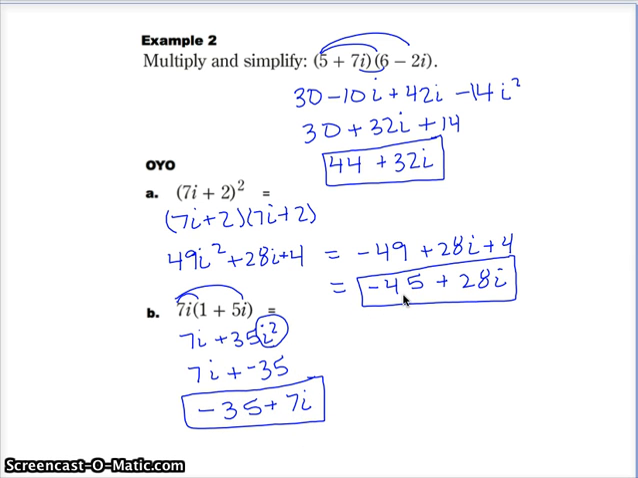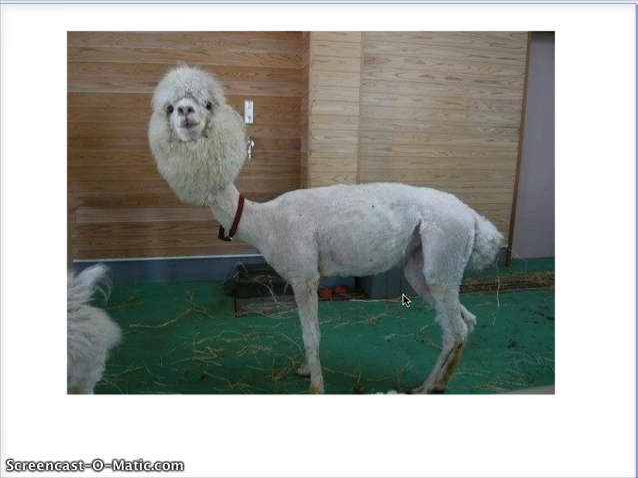All right, one last set of examples. Whoa! Hope you don't look like this llama.